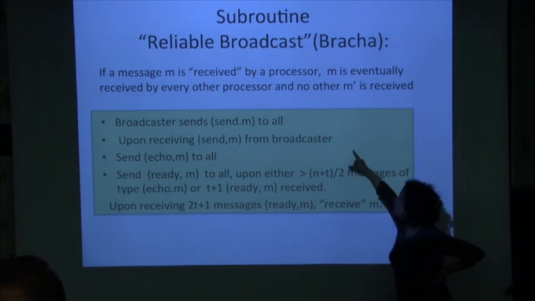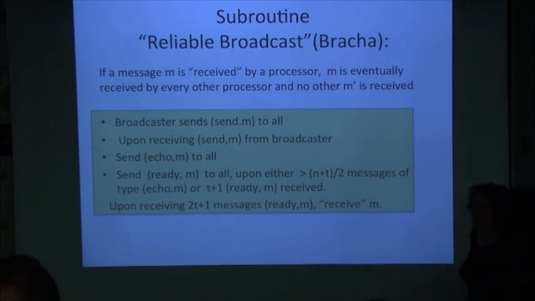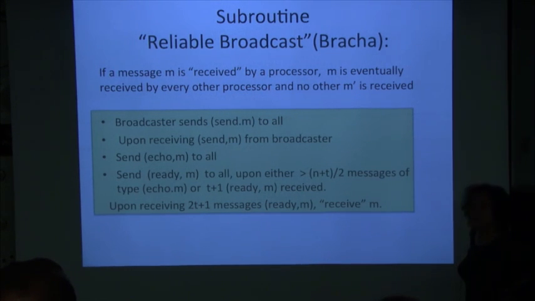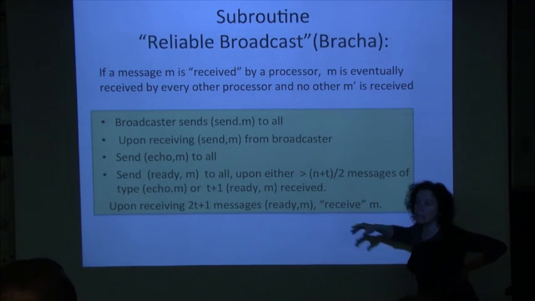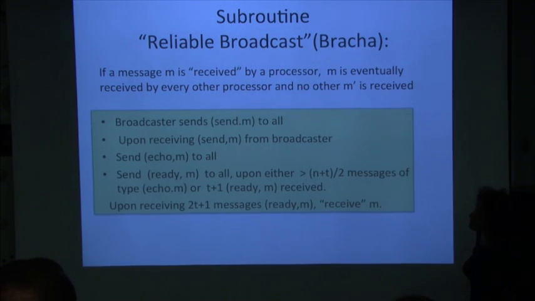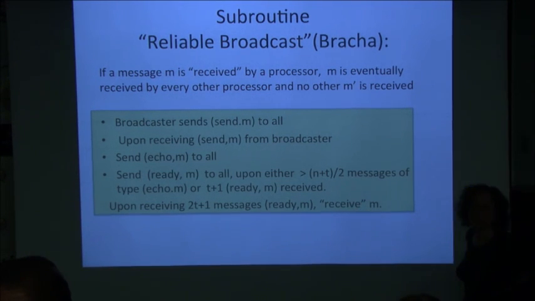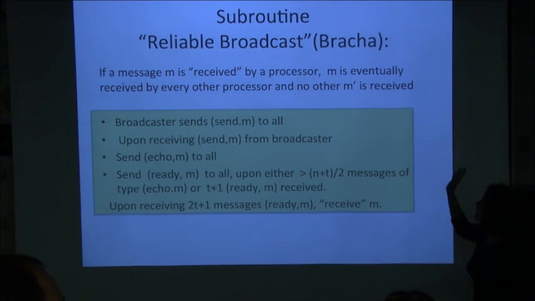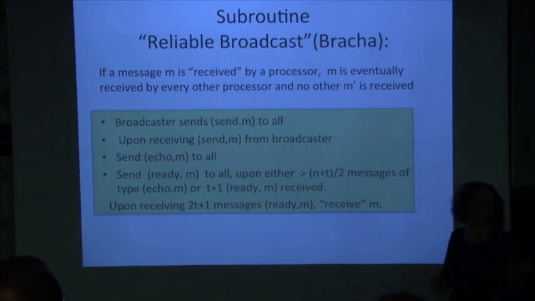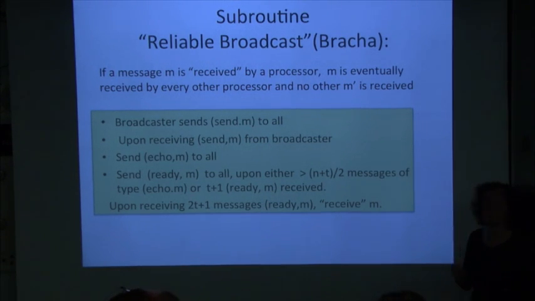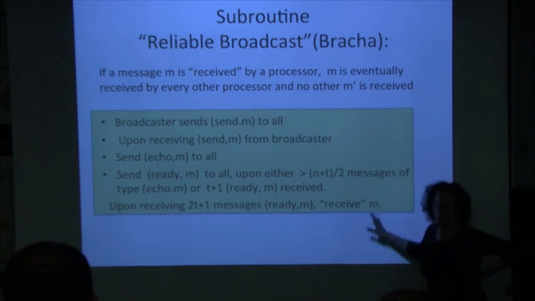It's a simple routine, and if you look at it, it's very similar to something from Ben Orr's algorithm. What it says is, if you follow this routine, when you're sending out a message, you broadcast it using this routine, reliable broadcast, and everyone follows this. If a message is officially received, once you reach this stage where you receive a message, then any time a message is received by a good processor, it will eventually be received by every other processor, and it won't be mistaken for any other message by any good processor. So that's the benefit of this simple routine.